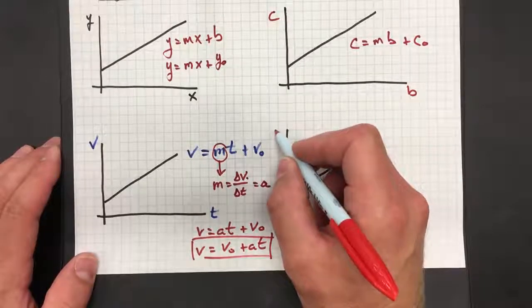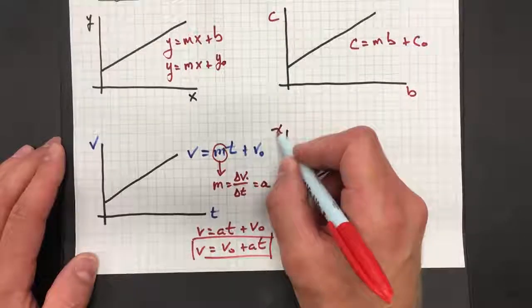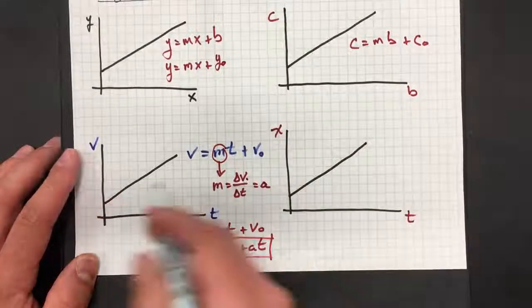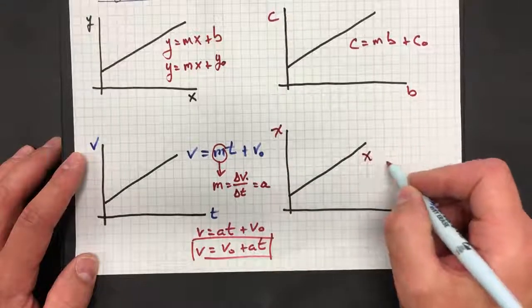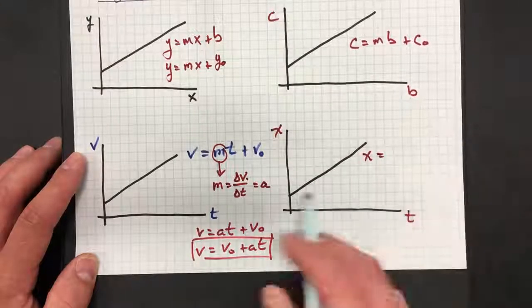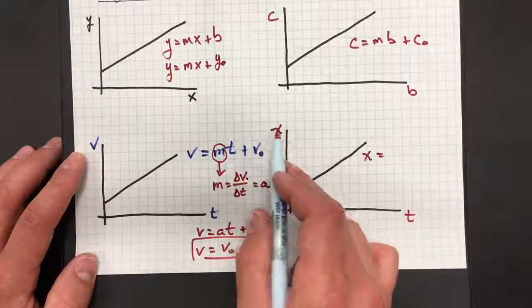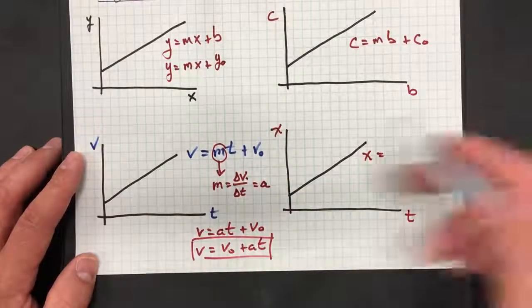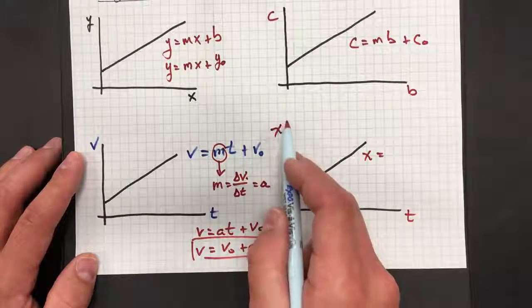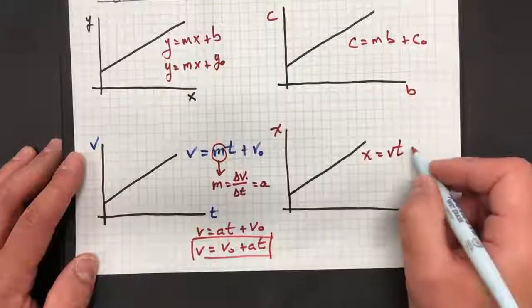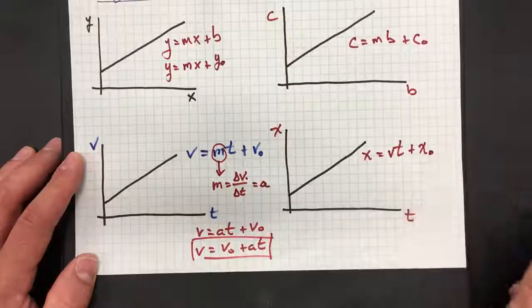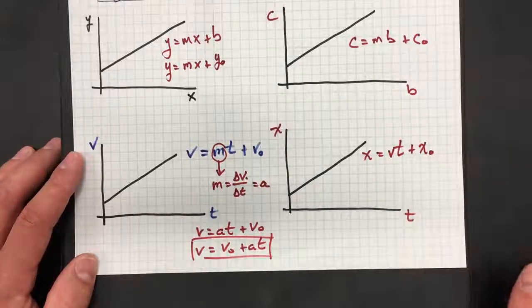Make up other physical values. So we have position in time now instead of velocity in time. Well, our equation is now x equals our slope. Our slope is now going to be the change in position over time. The change in position over time is meters per second, so it's going to be velocity times time plus the position that we started with when the time was 0.